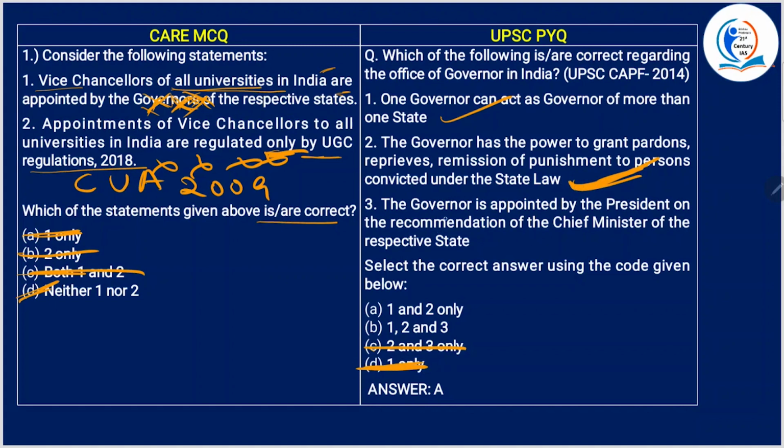Now the third statement. The governor is appointed by the president on the recommendation of the chief minister of the respective state. No. If this were the case, why would there be any tussle between the chief minister, the elected government, and the governor? This is wrong. So 1 and 2 is the answer.